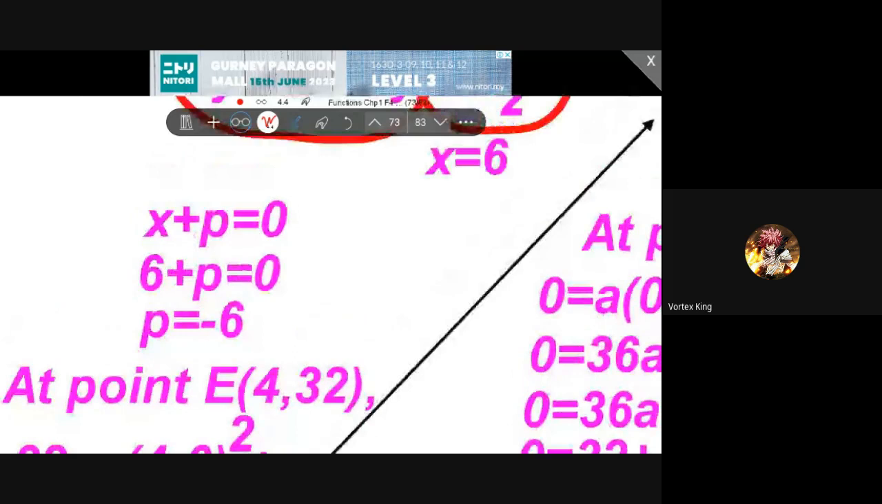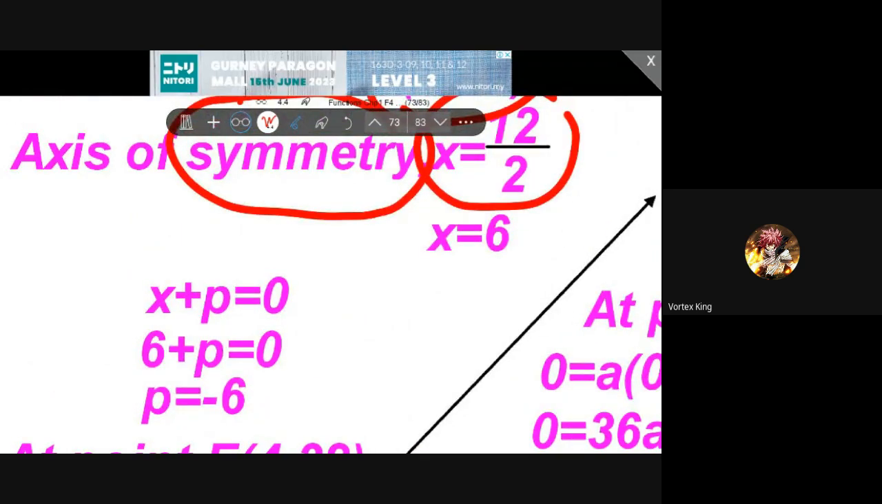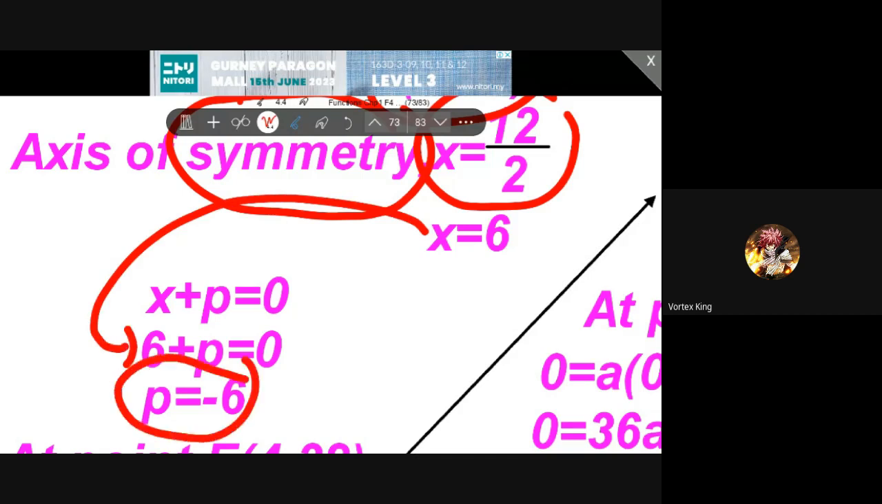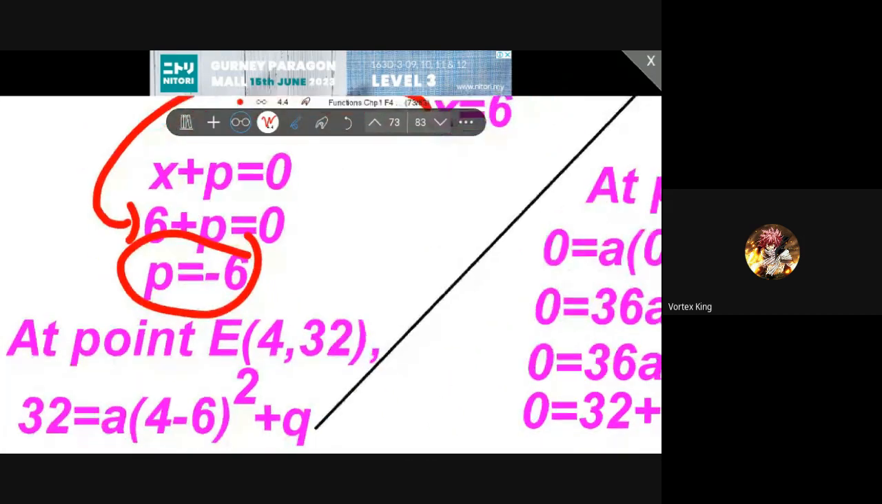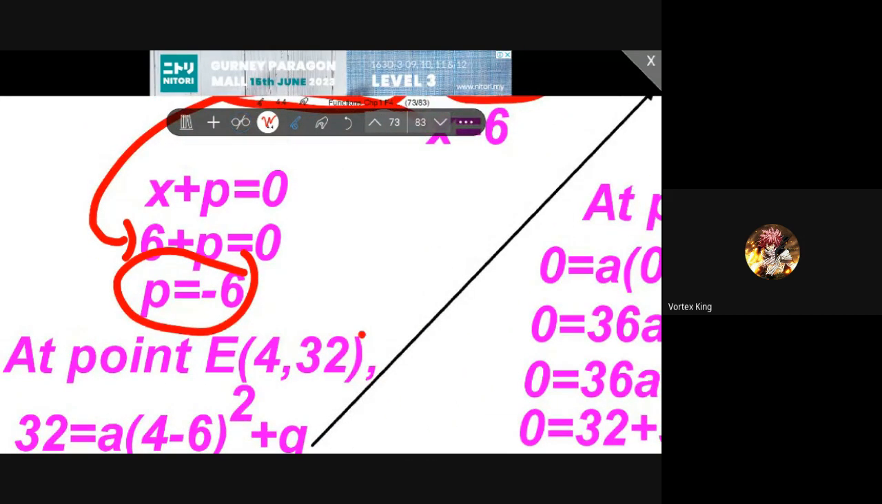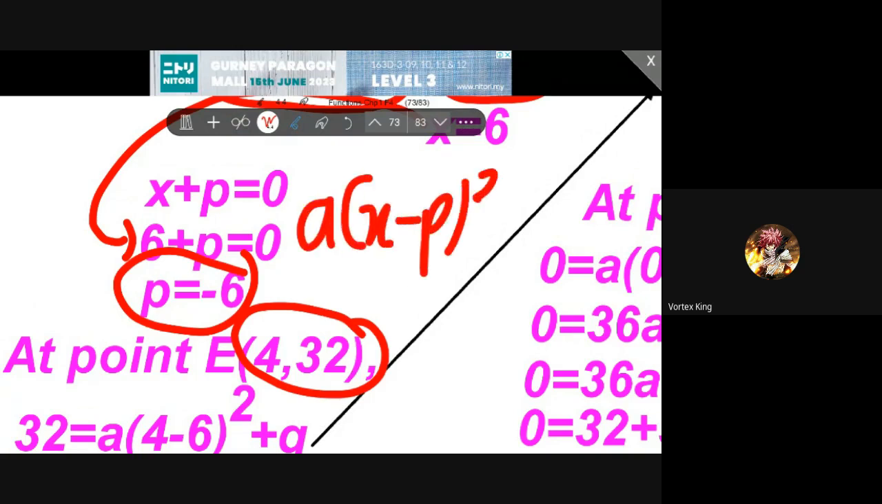Where is it? Okay. So x plus p is 0. Axis of symmetry saya bagi tahu tadi kan, boleh ganti nilai x kat dalam x kat sini untuk cari p kita. So kita dah dapat p is negative 6. So sekarang kat titik E kamu dah dapat 4, 32 kan. Ingat kamu kena guna persamaan vertex tau. You cannot use the equation in the question.